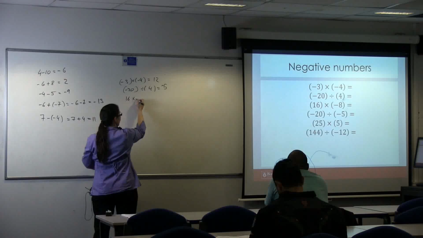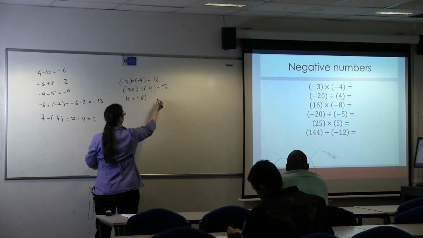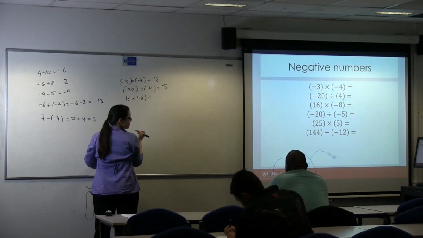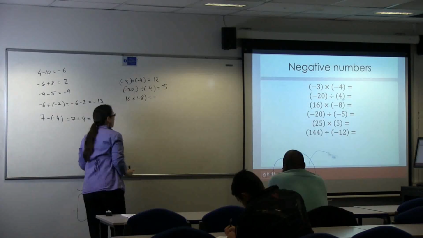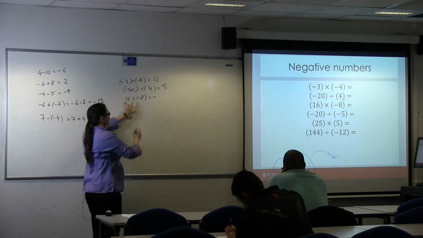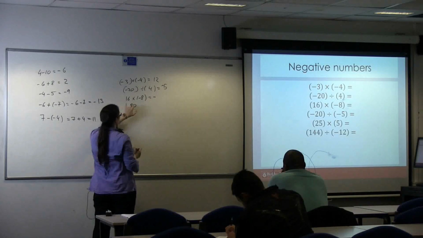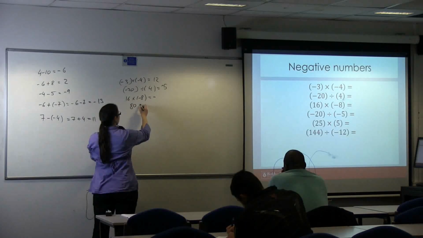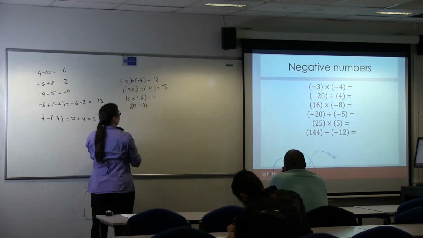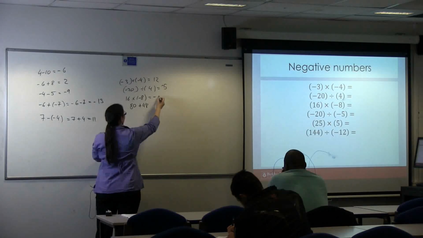So 16 times minus 8. Now it's times. It will be negative for sure. 10 times 8 is 80. And 6 times 8? 48. So that's all together 128.